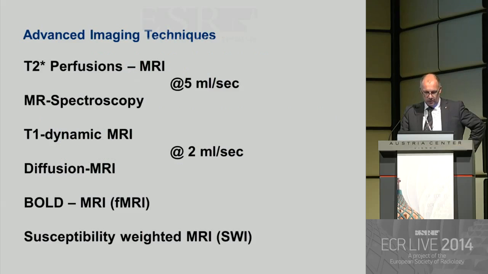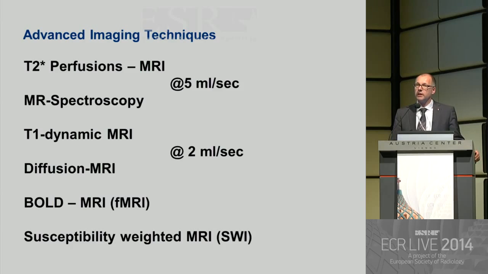And as you can see here, this is a summary of what we should include. You see there are two different perfusion methods in there. It's the T2 star perfusion measurement, which was most often used in stroke before, but it's also T1 dynamic MRI, so dynamic contrast enhanced imaging, where we look at the contrast enhancement over time. Of course, we then also should add BOLD fMRI to see where the important cortical lesions are, or we can use susceptibility weighted images or other modern imaging techniques in the assessment.